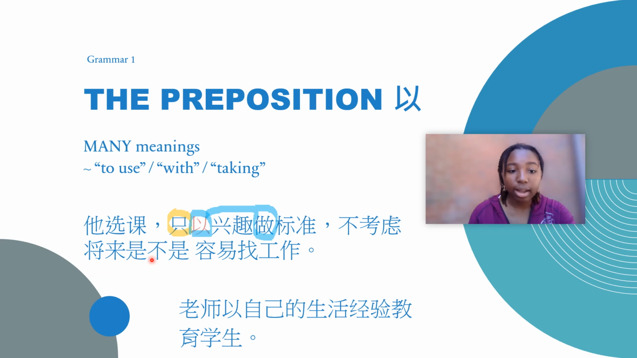他不考虑将来是不是容易找工作，所以他只考虑他感不感兴趣。So if you want to change it, 如果我们想换过来的话，那他只以兴趣做标准，那他不以将来的工作机会做标准，以标准。It's not necessarily looking at the future employment opportunities or whether or not it's easy to find work. That's not being taken as a standard. That's not being taken to make the standard. So you heard a couple of times I was using way by mistake because very similar idea, and we'll look at that in a second.